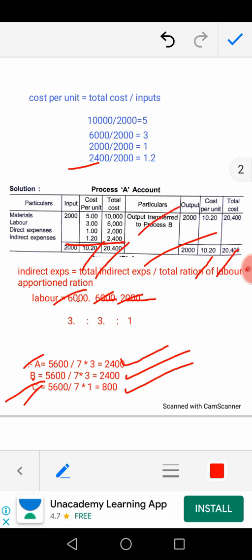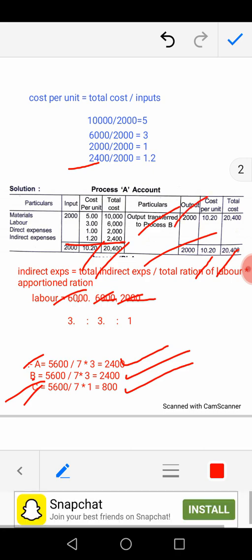Credit side items are not there, so you have to directly take the same amount to the credit side: 2000, 10.2, 20,400. That output you have to transfer to the process B account. Simple process, you have to transfer the output to the process B account. This is the completion of your process A account.